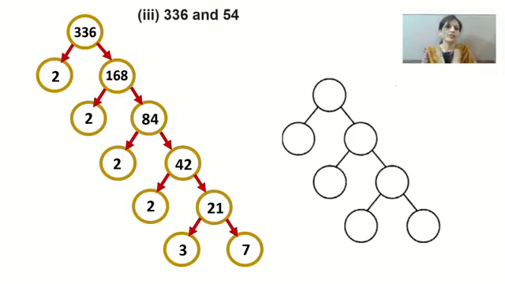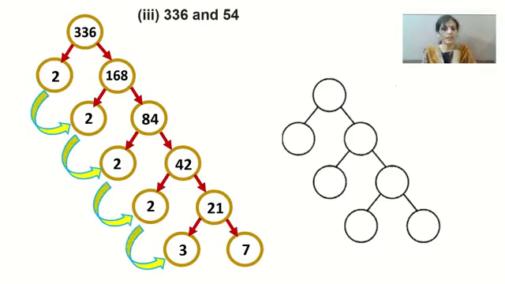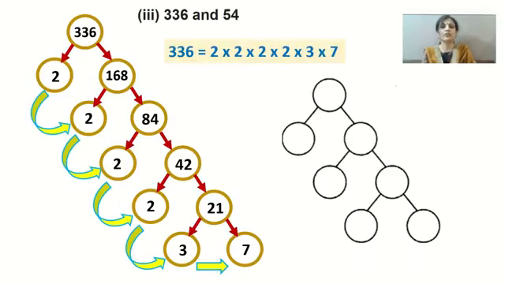Alright? Okay, so let's collect all the prime factors of 336. So it is 2 into 2 into 2 into 2 into 3 into 7. So we'll write it like this: 336 is equal to 2 into 2 into 2 into 2 into 3 into 7. We can write it in this manner: 336 is equal to 2 raised to 4 into 3 into 7. Alright. Let's take the other number.